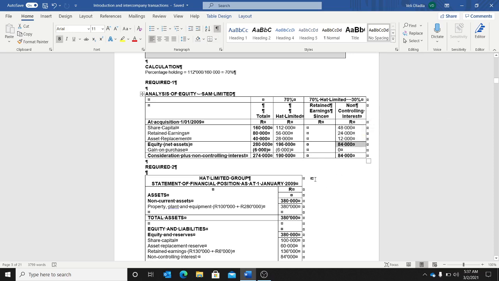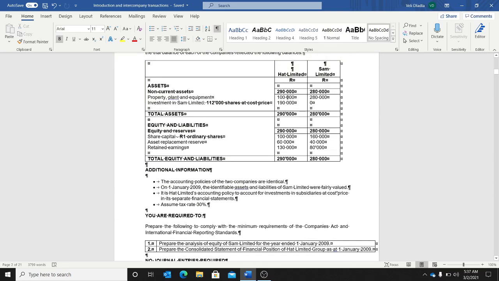So we're at this level here. You see, there's this thing, net asset. It tells you it's 280 in total, but 196 belongs to HAT. 84,000 belongs to what we call non-controlling. They are non-controlling because someone that owns 70% has more votes than you, who has 30. So this one is called non-controlling. Now, then you come here.